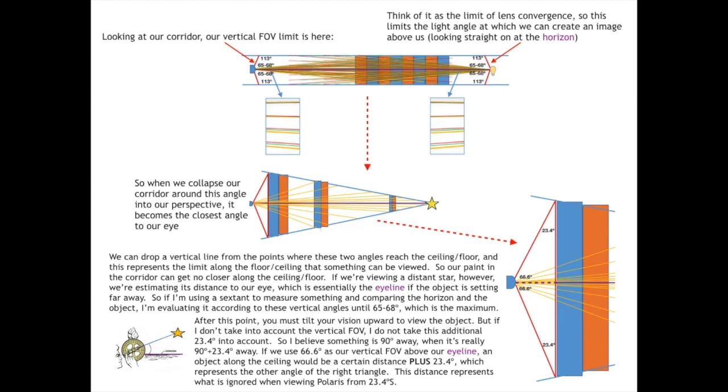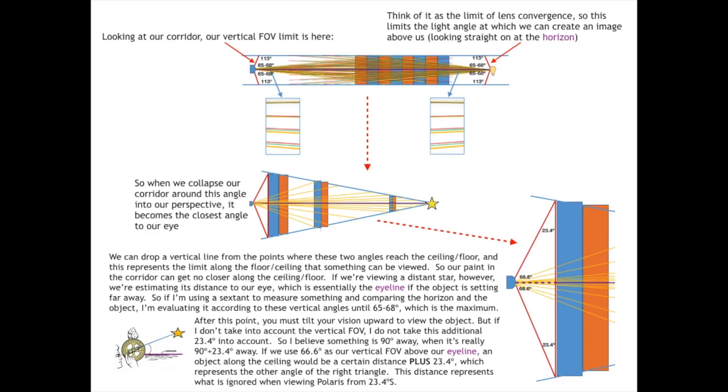So we'll explain that a little bit here. Looking at our corridor, our vertical field of view limit is here. Over on the left, you can see how the angles diverge and converge from the light source, and they are converging back on our lens. So think of this limit as a limit of lens convergence. So this limits the angle at which we can create an image above us or below us, looking straight on at the horizon.